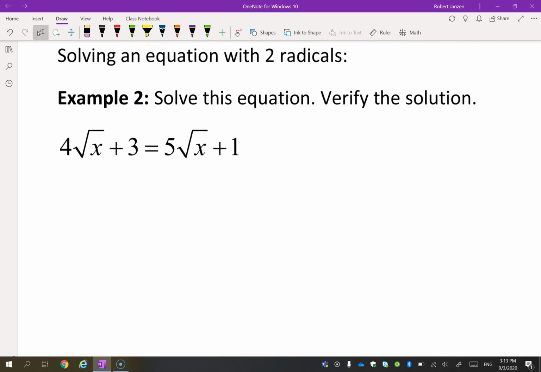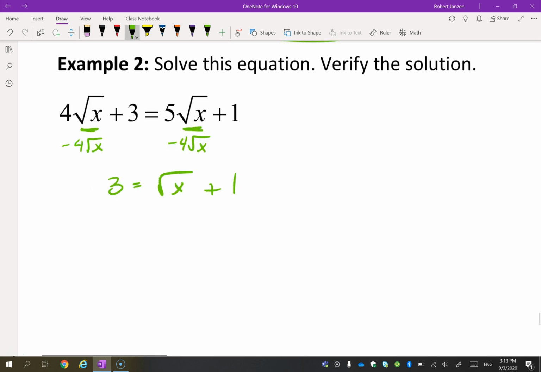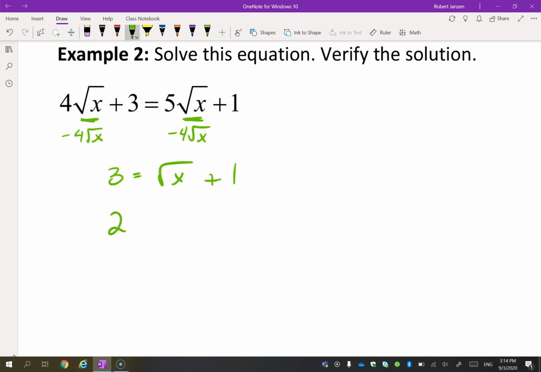Alright, now we'll do a couple with 2 radicals. This usually means collecting like terms, not always, but sometimes. In this case, these are like terms, so I can put them both on one side. So let's take away 4 root x from both sides. That will give me 3 equals root x plus 1. And then I'll take away 1 from both sides. And then I'll square both sides. And then I'll check.